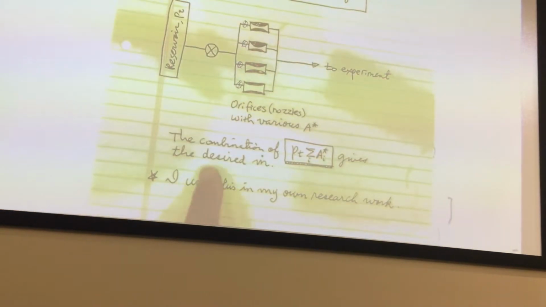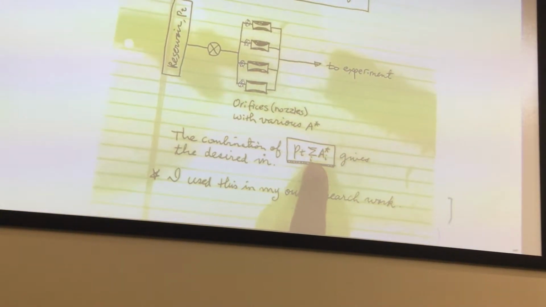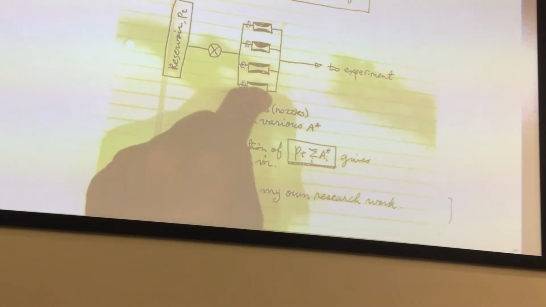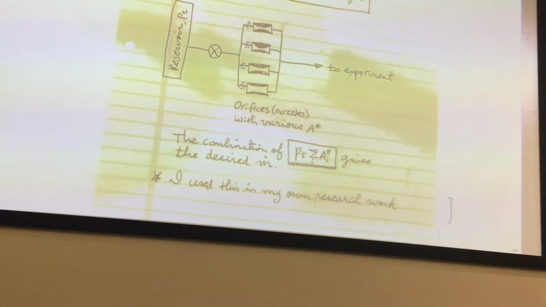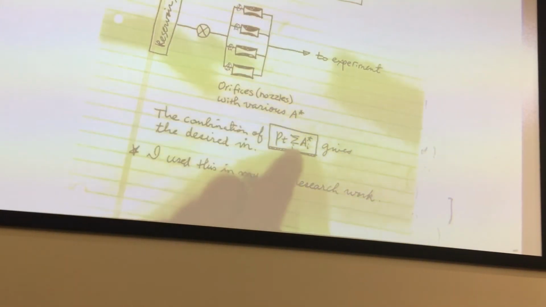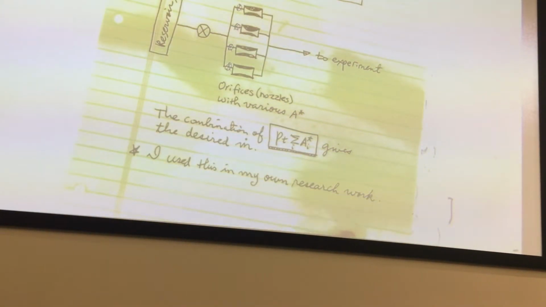So you said the combination of PT times the summation of A_i star, where i means 1, 2, 3, 4, or even more. Right? So that's just very intuitive. I don't even think you need an example, because by the time you do this, this is really just a simple summation, right? Okay.